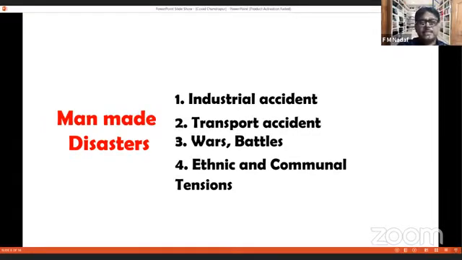Similarly, you have man-made disasters such as industrial accidents, transport accidents, wars, battle, ethnic and communal tensions, etc. So this is how we divide disasters into 2 types as natural disasters and man-made disasters.